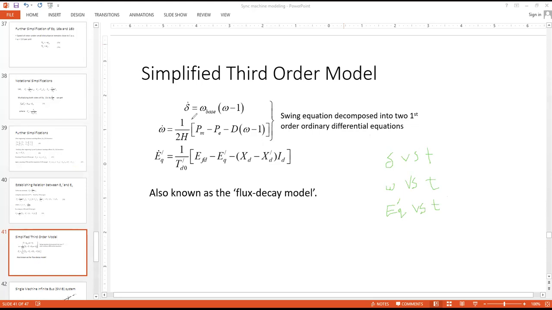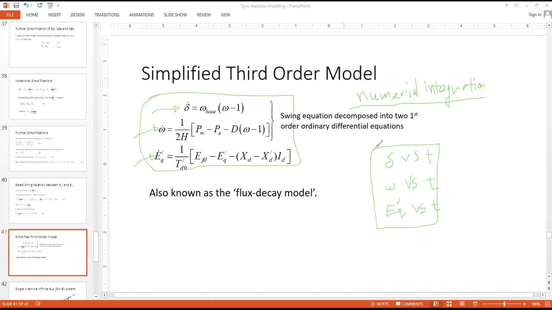In general, to solve differential equations, we usually adopt the integration technique, the reverse process of differentiation. We will also apply the integration technique, and the family of that technique we call numerical integration. After applying numerical integration to this model, we will be able to obtain these three responses.